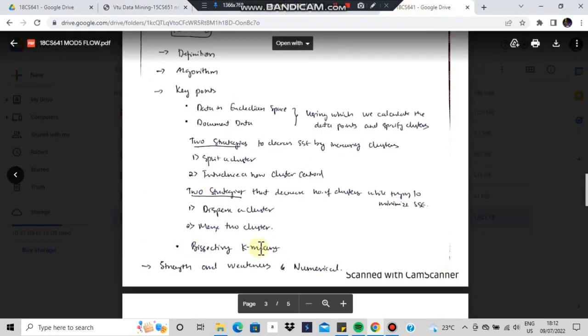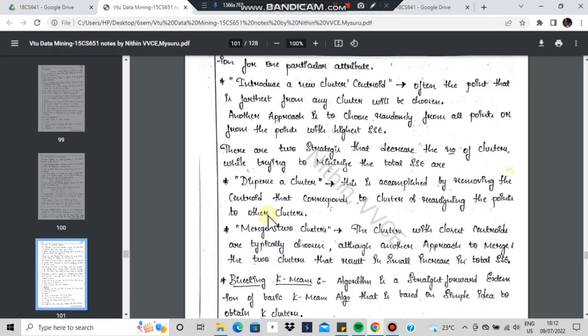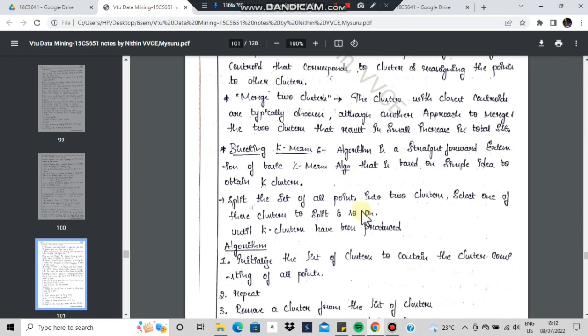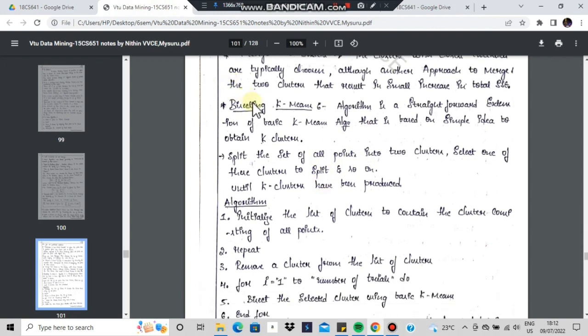The last key point is bisecting k-means. Bisecting k-means means we can bisect the data into different parts based on the same k-means algorithm. When we bisect it, it becomes half of the actual algorithm, and then it becomes more efficient. But that will take more memory space, right? So we are just splitting it. Bisecting means splitting the k-means algorithm into different trials.